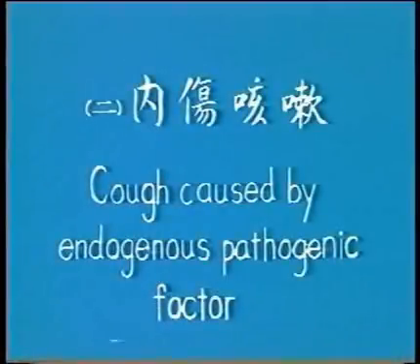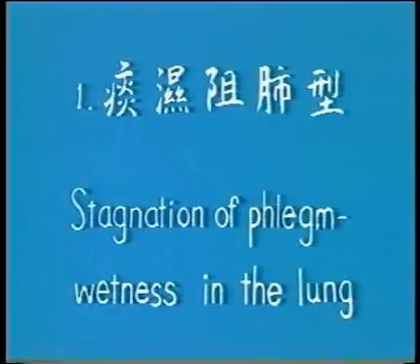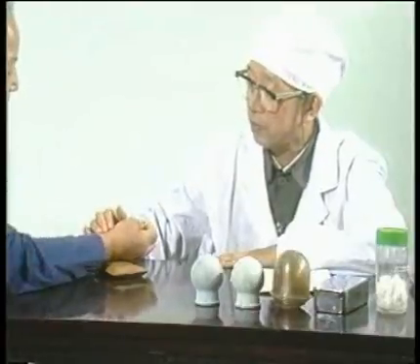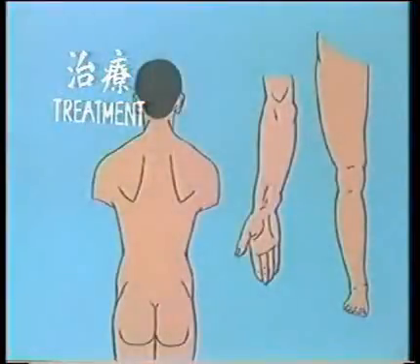Two, cough due to endogenous factors. Stagnation of phlegm wetness in the lung. It is a cough with white mucoid sputum and a white and sticky tongue coating. The pulse is slippery. Treatment.